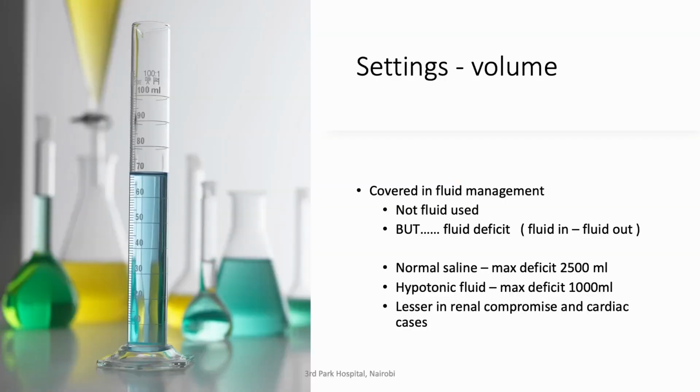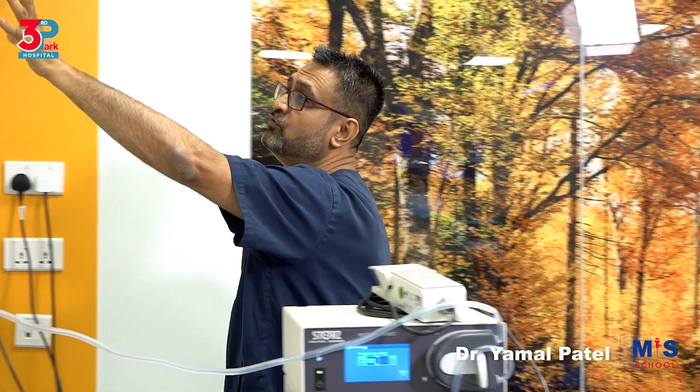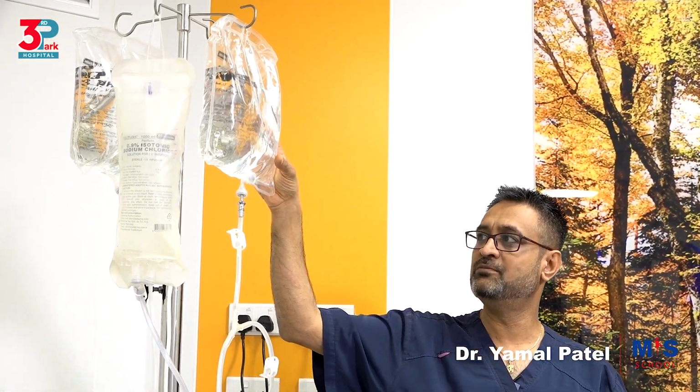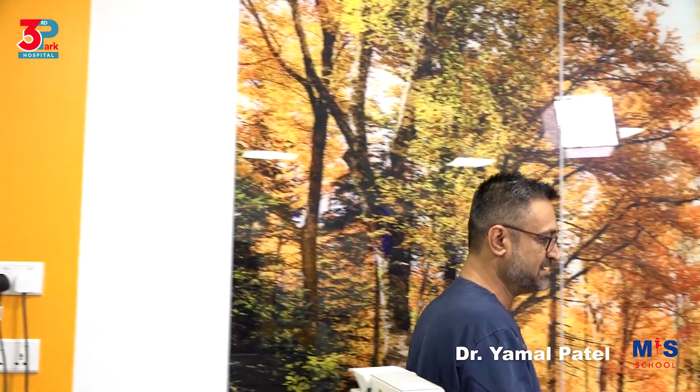The volume is not important. The volume of fluid used may not be as important as the fluid deficit. So the important parameter in volume is the deficit, which means the volume in minus the volume out is the fluid deficit. How do you keep that in tab?